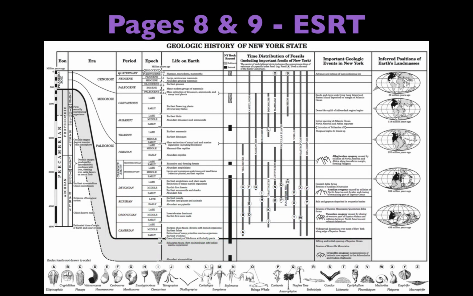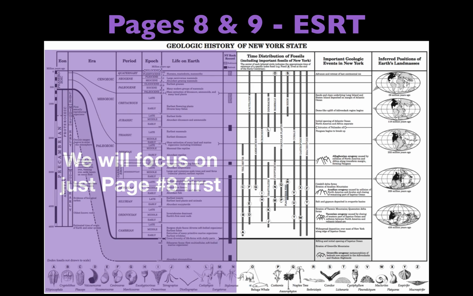If you go to pages 8 and 9 of your Earth Science Reference Table, you'll see this exact diagram which outlines the geologic history of New York State. Specifically, pages 8 and 9 of the reference table are designed to work together. When you go to these pages, it's going to fold out in the very center of the reference table, and you need to look at both pages at the same time to answer questions. In this topic, we're only going to focus on page 8 of the reference table first, and in the next lesson we'll learn how to incorporate page 9.